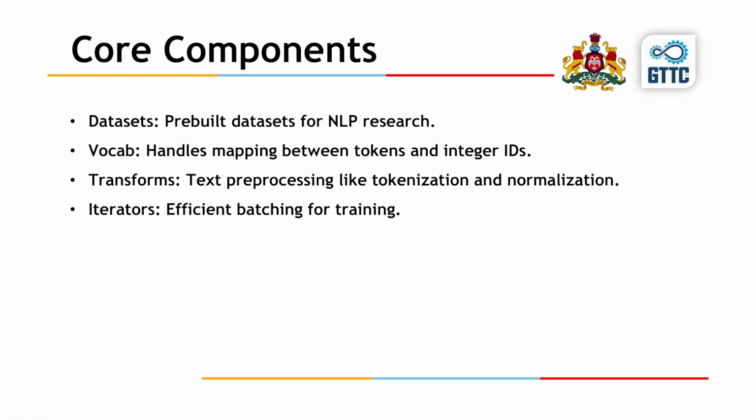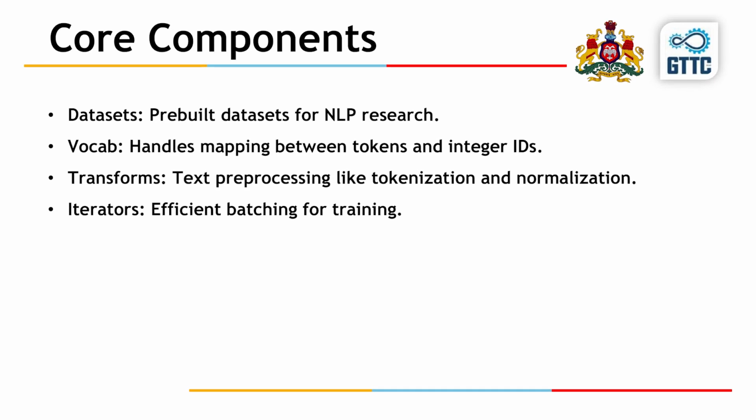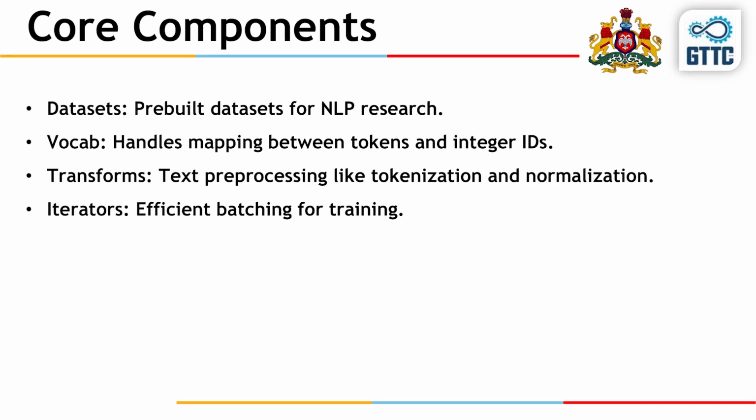Next, transformers. Transformers are mainly used for text processing, like tokenization and normalization. Normalization is nothing but stemming and lemmatization, which you have understood in the previous episode. If you have not seen the previous episode, kindly visit our previous episodes and view that. GPT is also one of the transformers.